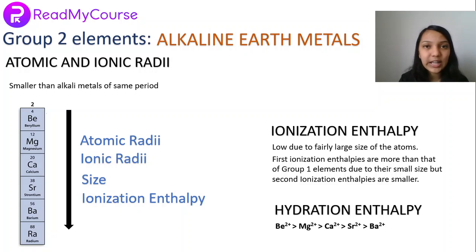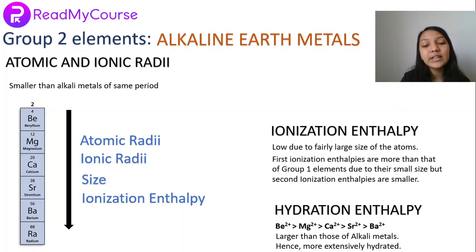Next is the hydration enthalpy. Similar to alkali metals, beryllium has higher hydration enthalpy than magnesium, then comes calcium, strontium, barium, and so on, and these are larger than those of alkali metals. So the hydration enthalpies are larger compared to alkali metals, and hence they are most extensively hydrated. This is about the atomic and ionic radii, ionization enthalpy, and hydration enthalpies of the alkaline earth metals. Hence the hydration enthalpy decreases as we go down the group.